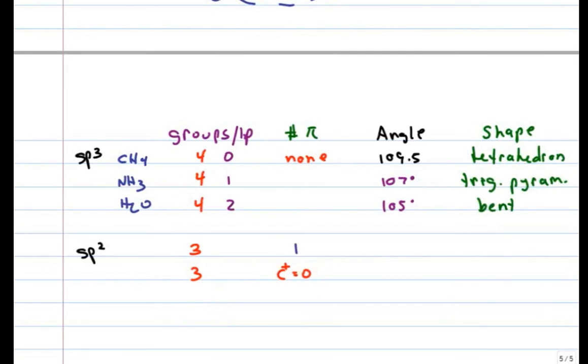The bond angle is going to be 120 degrees, and the shape we said is trigonal planar. Look at the difference between trigonal pyramidal, when you have an extra lone pair pushing on those bonds, versus trigonal planar when it's just 3 groups.